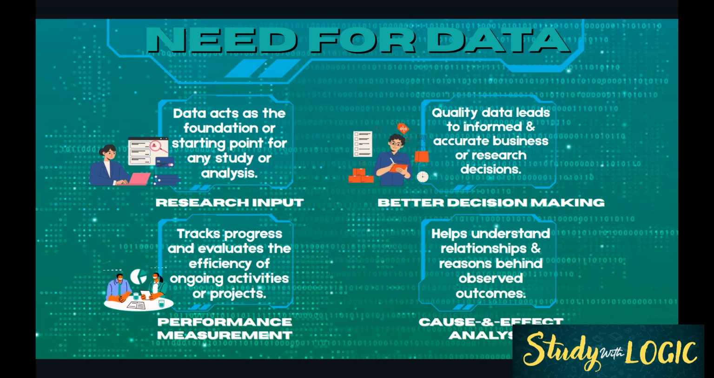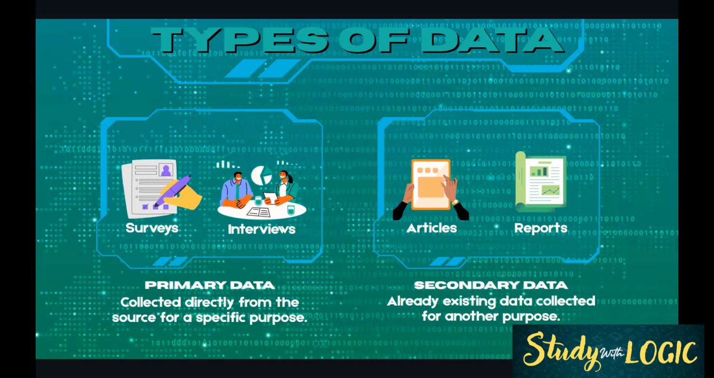The third is performance measurement, which means it lets us measure how well our research is going. The next and the final one is that it helps us understand why things happen, like the causes and effects of certain situations. Now, let us first understand what is primary data.